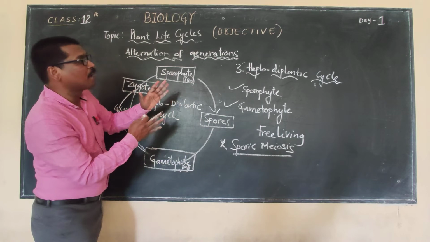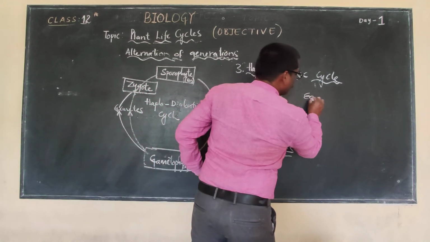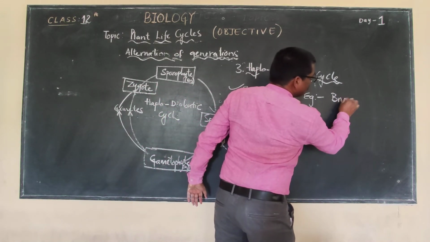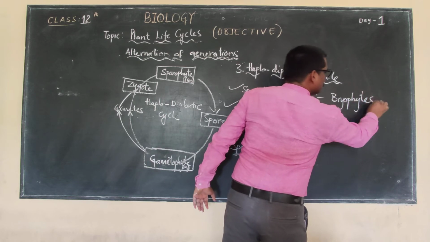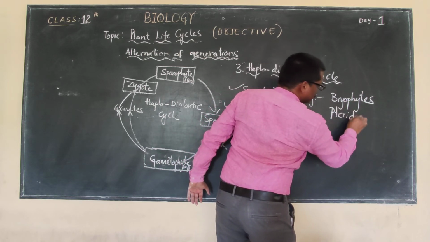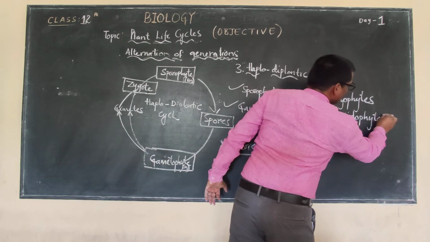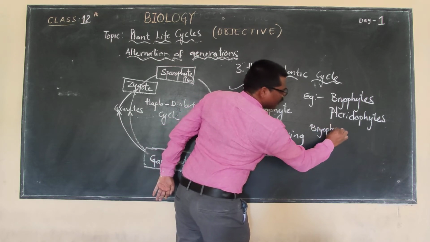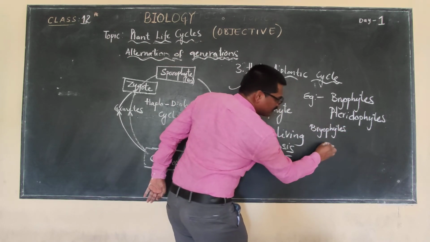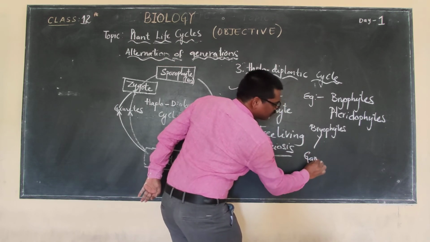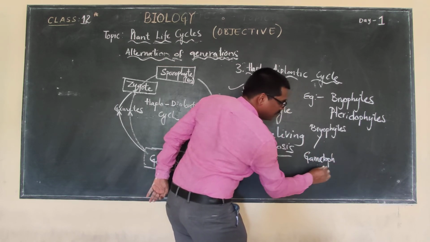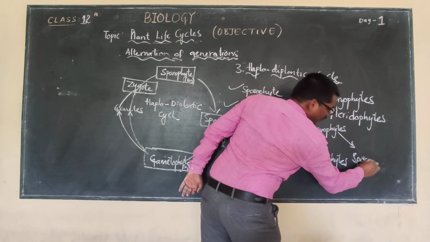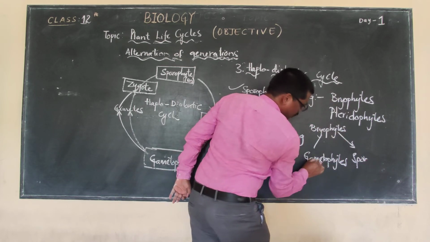And what are the best examples in the haplodiplontic life cycle? We are going to discuss now what those best examples are. The best examples are the bryophytes and the pteridophytes. Now if you are taking bryophytes, in the bryophytes the dominant phase is the gametophyte. Please remember this. What is the dominant phase in the bryophytes? It is the gametophyte. And the sporophyte is partially or totally dependent on the gametophyte.